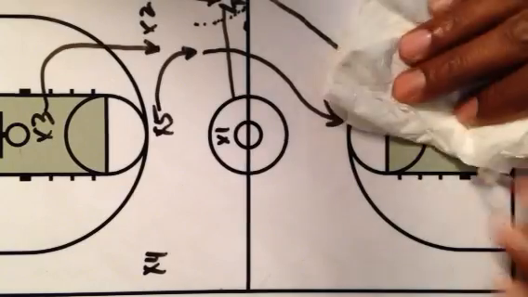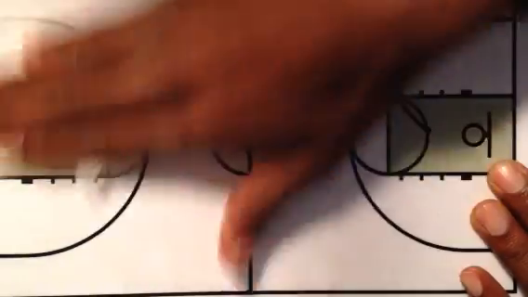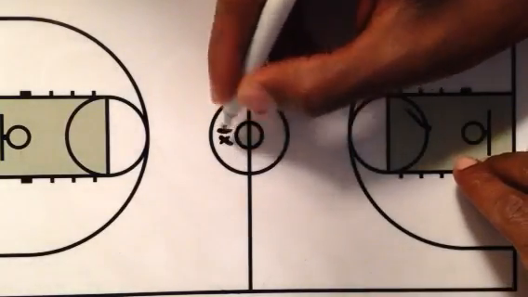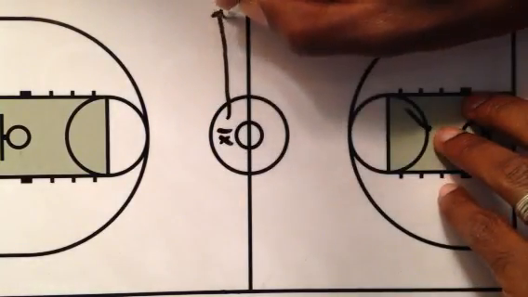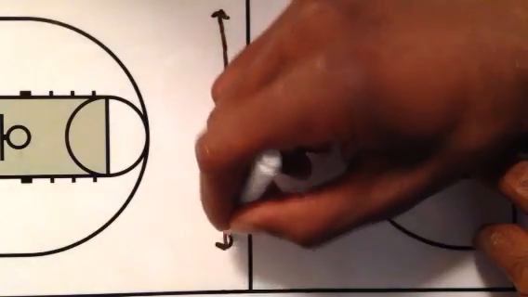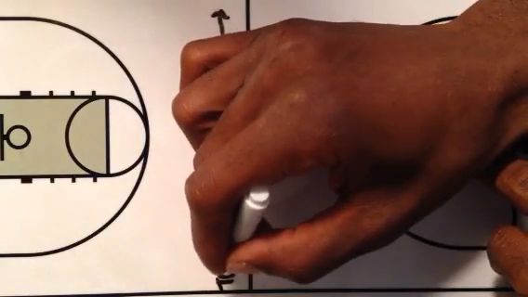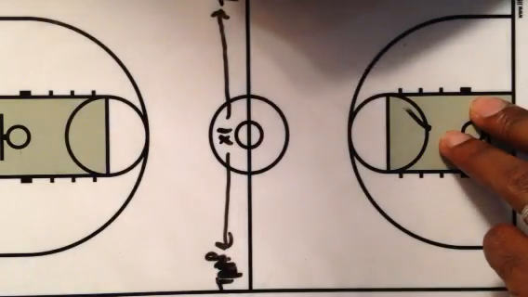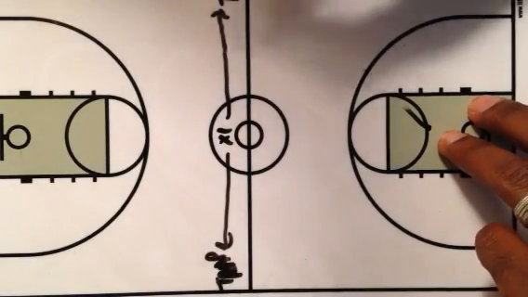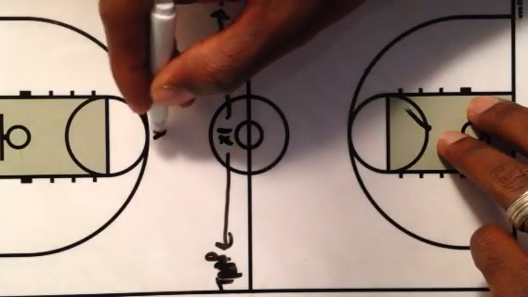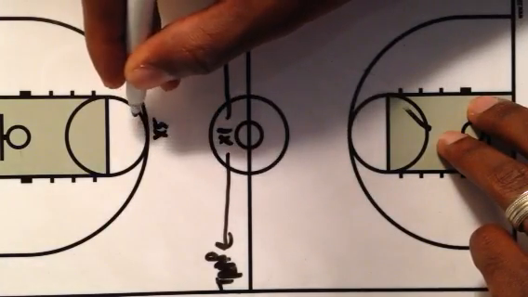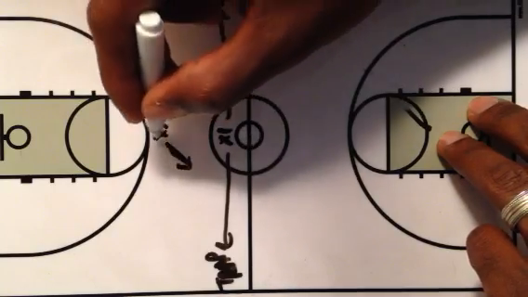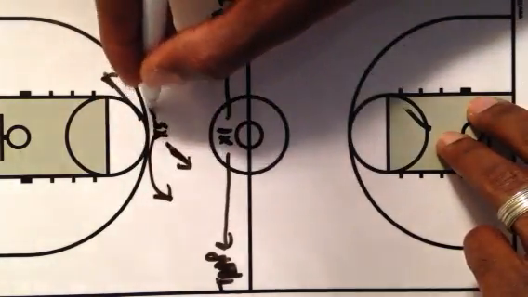So just one more time, the responsibilities, so everybody knows. We got X1 here. He covers this area here. The trap happens here and here. And then you got X5. He's going to cover these areas here.